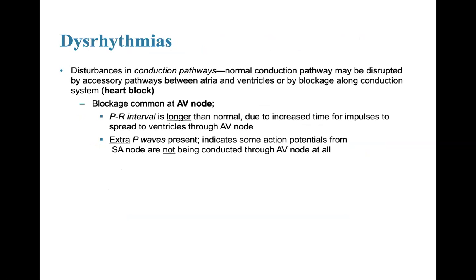Disturbances in the conduction pathways: the normal conduction pathway might be disrupted by accessory pathways between the atria and the ventricles, or a blockage along the conduction system, which is referred to as a heart block. Blockage is common at the AV node. The PR interval is longer than normal due to increased time for the impulse to spread to the ventricles through the AV node. An extra P wave present indicates some action potentials from the SA node are not conducted through the AV node at all.